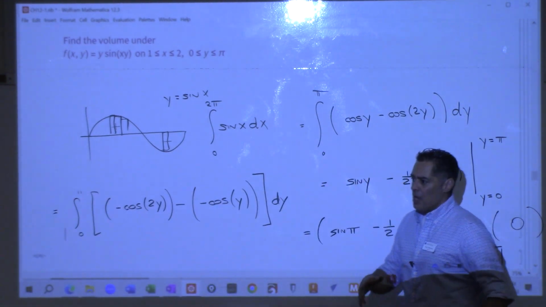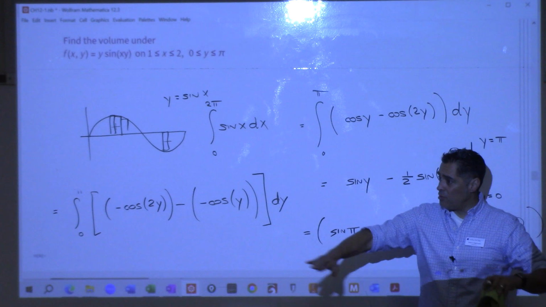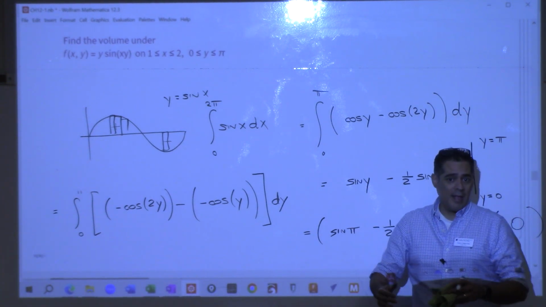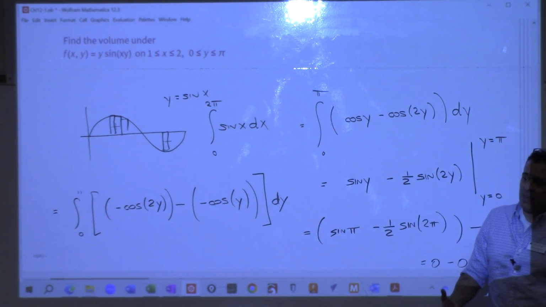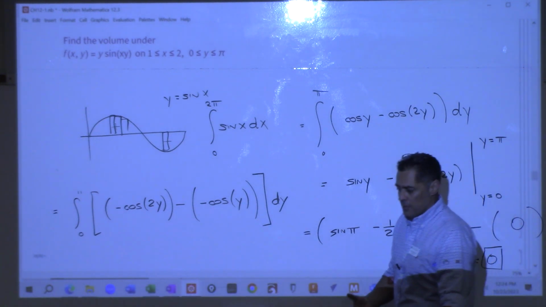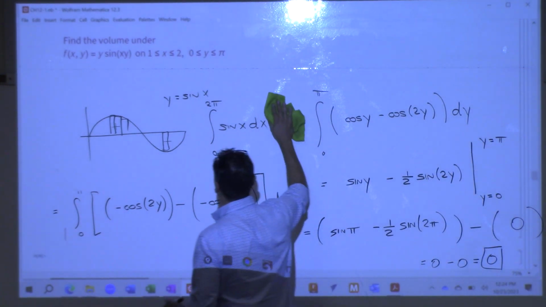We can have a surface that cuts through the ground, the xy plane. Any volume below the xy plane is negative volume. Anything above is positive, as the image that I'm about to show you will illustrate.